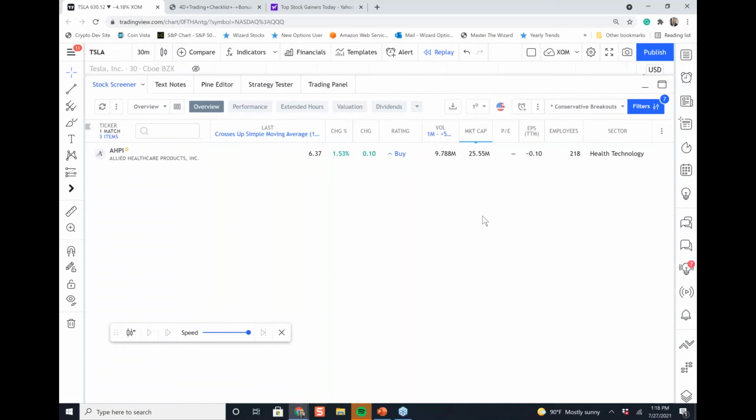So far. Now, as the day goes, some more can fit into this category. We still have another half of the trading day, about 2.5 hours left. So there's still some time, more can show up.